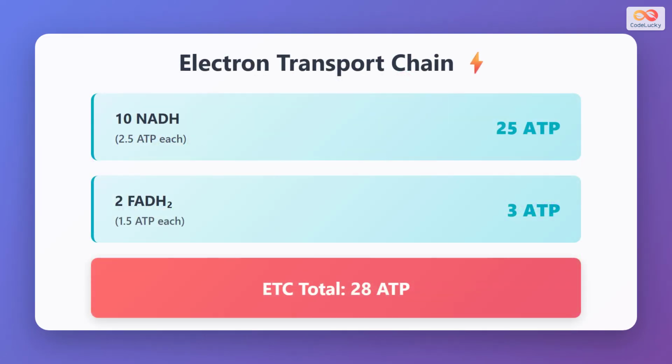The electron transport chain is where the majority of ATP is produced. The electron carriers NADH and FADH2 donate their electrons to the chain, which drives ATP synthesis. From the complete breakdown of one glucose, we get 10 NADH molecules. Each NADH produces approximately 2.5 ATP, giving us 25 ATP total. We also get 2 FADH2 molecules. Each FADH2 produces approximately 1.5 ATP, giving us 3 ATP. Adding these together, the electron transport chain produces 28 ATP molecules. This is the powerhouse of ATP production.